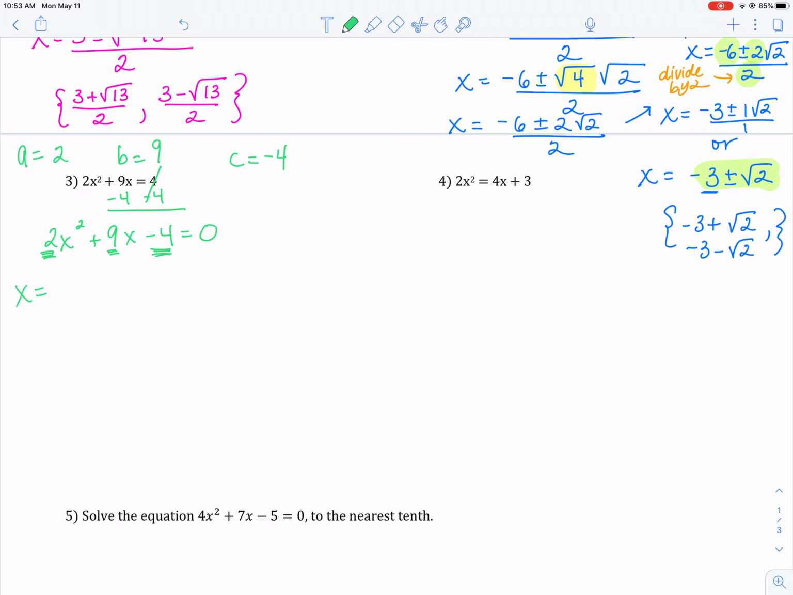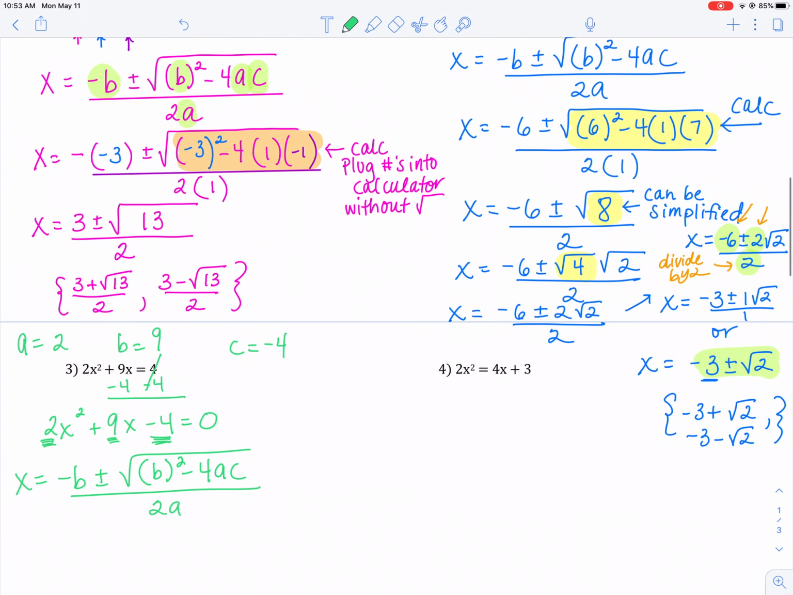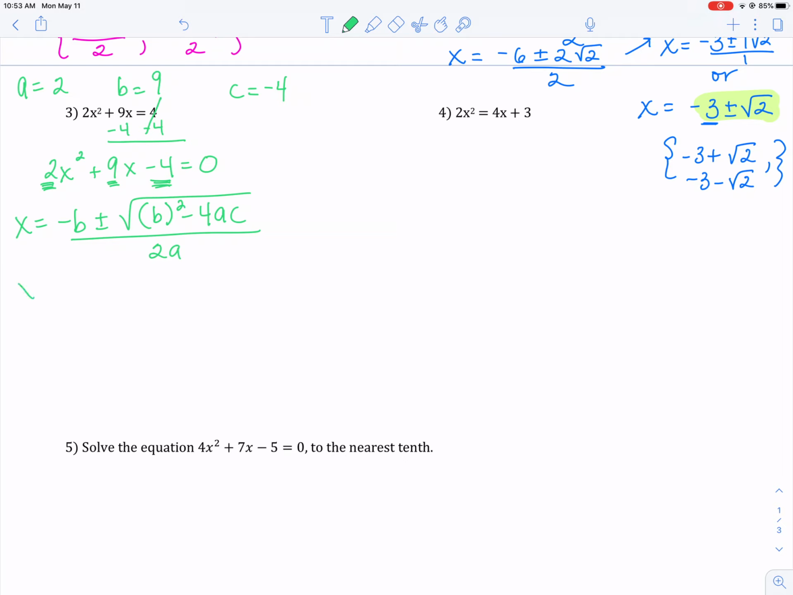So I'm going to write my formula. X equals negative B plus or minus my square root of B squared minus 4AC, and that whole thing is over 2A. Okay? So now we're going to plug in our numbers. Now remember, whatever the value of B is, it's going to switch the sign. So it's positive 9. I'm going to negate positive 9, and it's going to become negative 9. Plus or minus, okay, so now I have 9 squared minus 4 times A value, 2, C value, negative 4. And that's over 2 times our A value of 2.